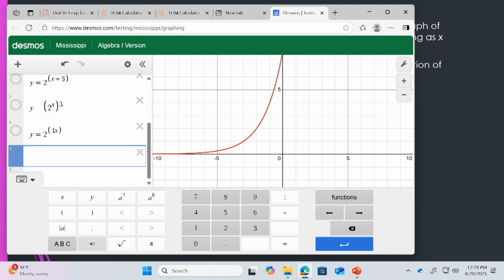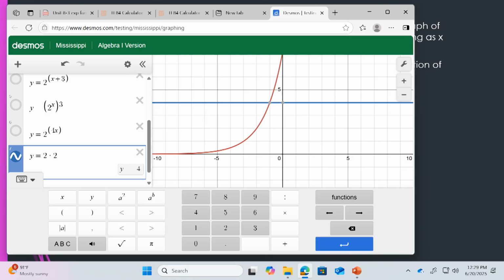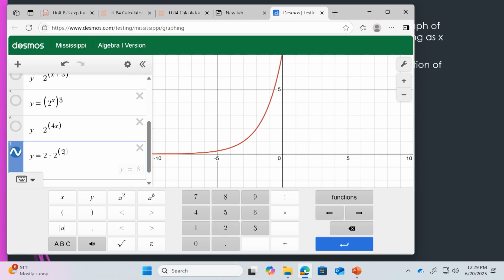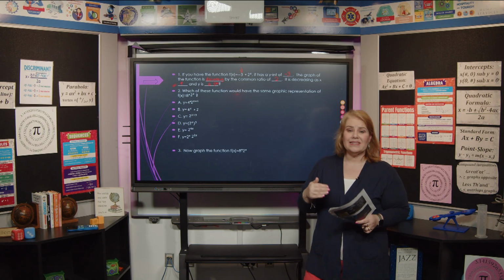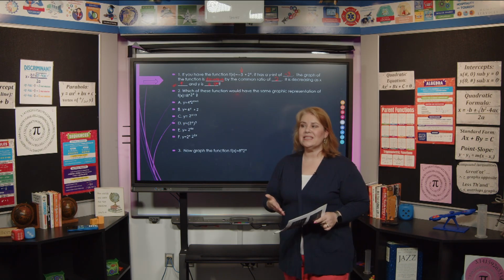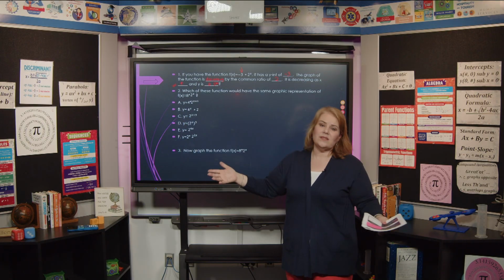Here we go. We've got y equals, and I've got 2 times 2 to the 2x, close my parentheses. My blue is not laying on top of that original red one, so it is not a possible answer. So that is how we can use our Desmos calculator to figure these out. Sometimes it's just a case of putting the original in and seeing which one lies on top of it.